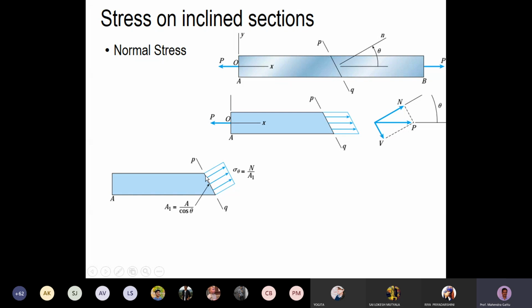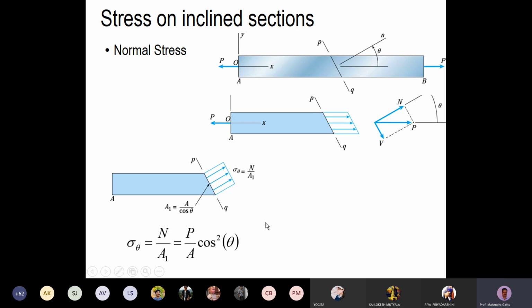So the normal stress on this inclined plane, sigma theta, is N by A1. N is P by cos theta, and A1 is A by cos theta. So cos theta will again go to the numerator, and we will have sigma theta is P by A cos square theta.